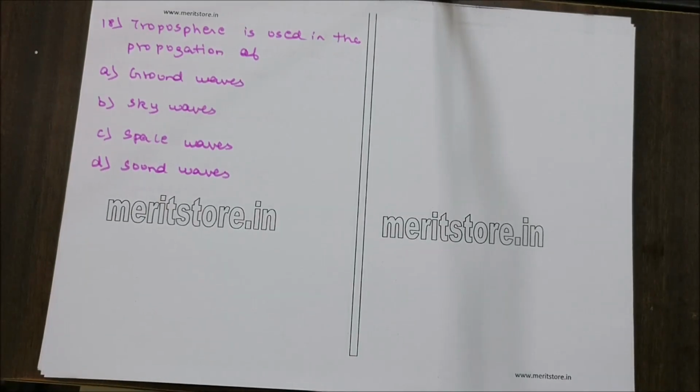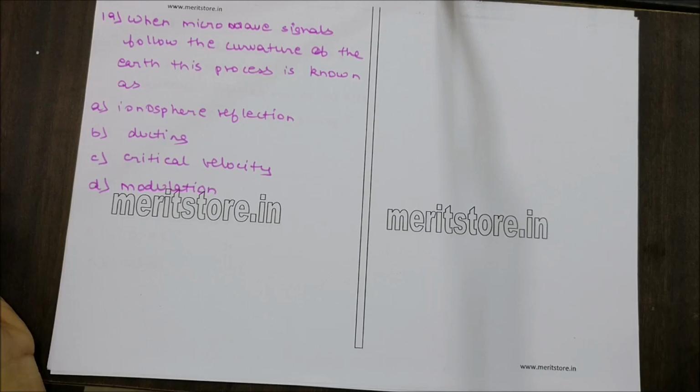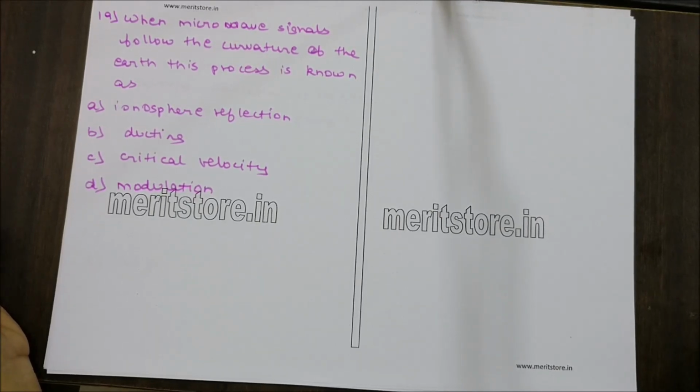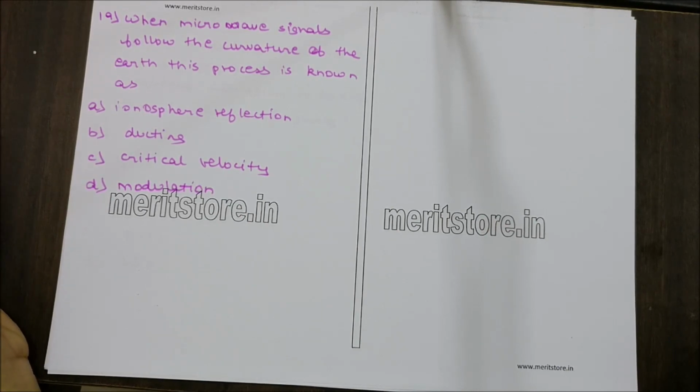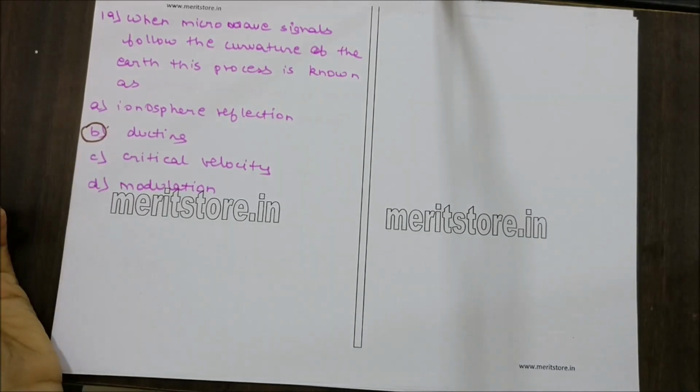18. Troposphere is used in the propagation of A. ground waves, B. sky waves, C. space waves, D. sound waves. A. ground waves is the correct answer. Question 19. When microwave signals follow the curvature of the earth, this process is known as A. ionosphere reflection, B. ducting, C. critical velocity, D. modulation. B. ducting is the correct answer.